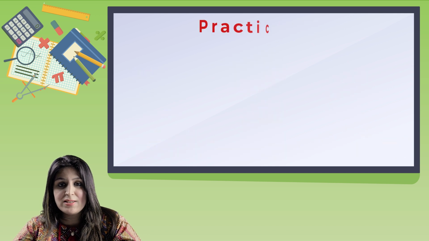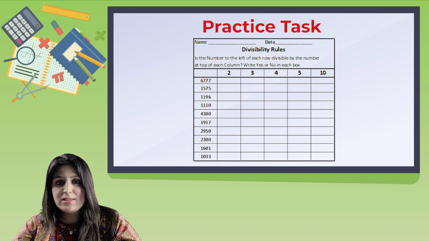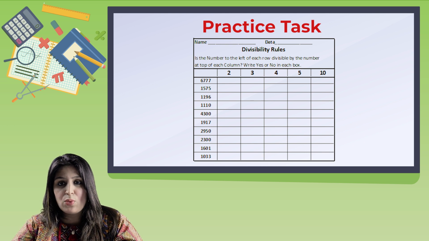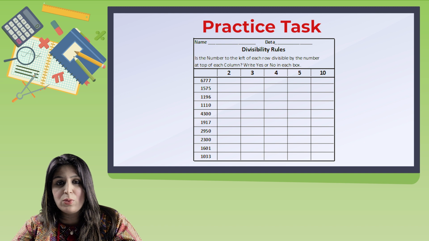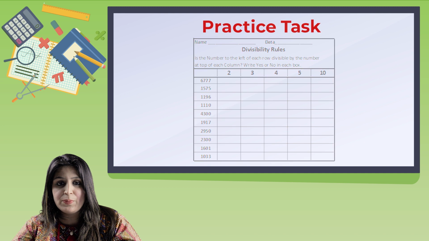Here we have a practice task for you. You have to list down the numbers in this row which are divisible, and you have to write down those numbers in this column, and you also have to write yes or no in front of them. The divisibility rules are written and they're in front of you. So you have to list down the answers in front of these numbers which are listed for you.